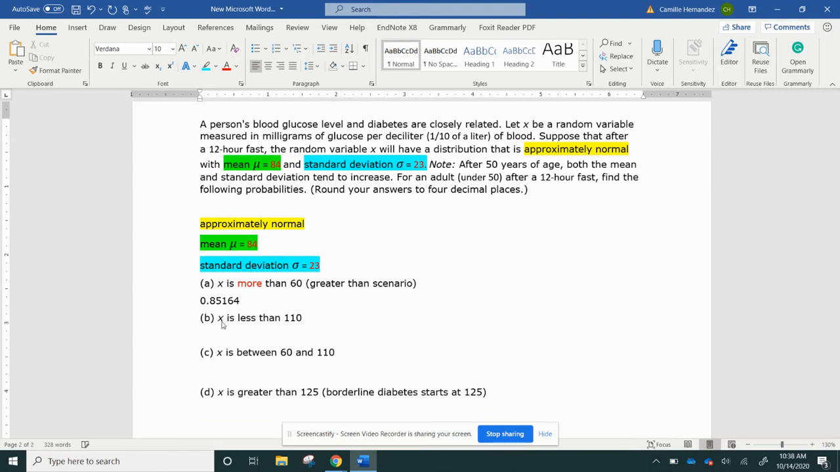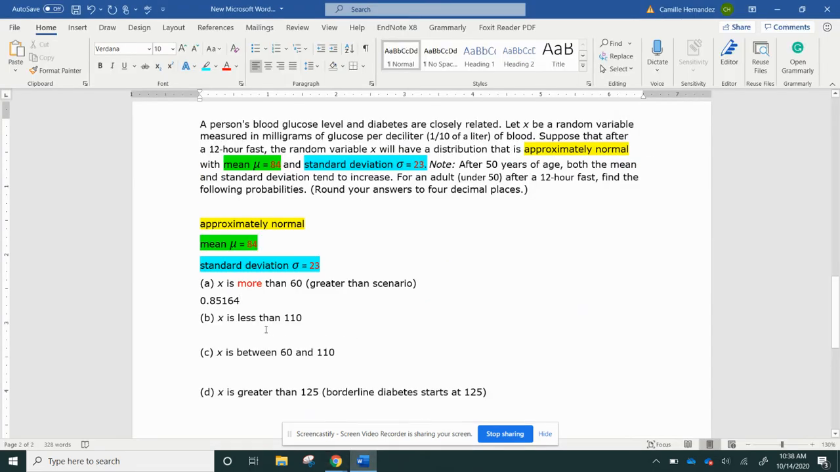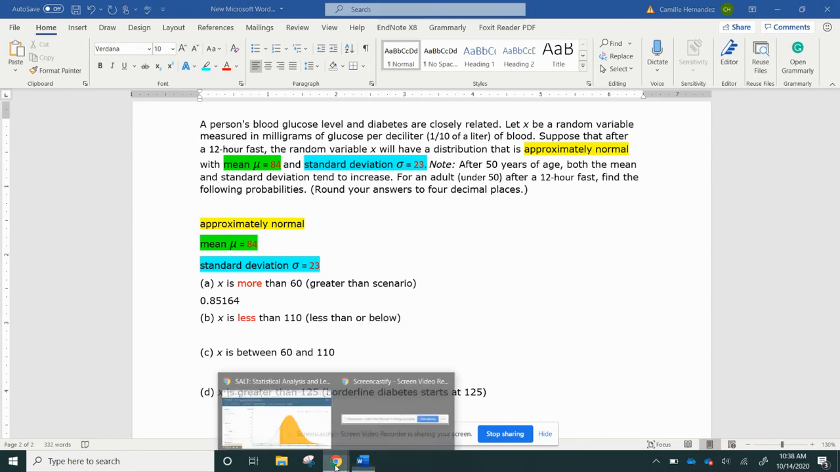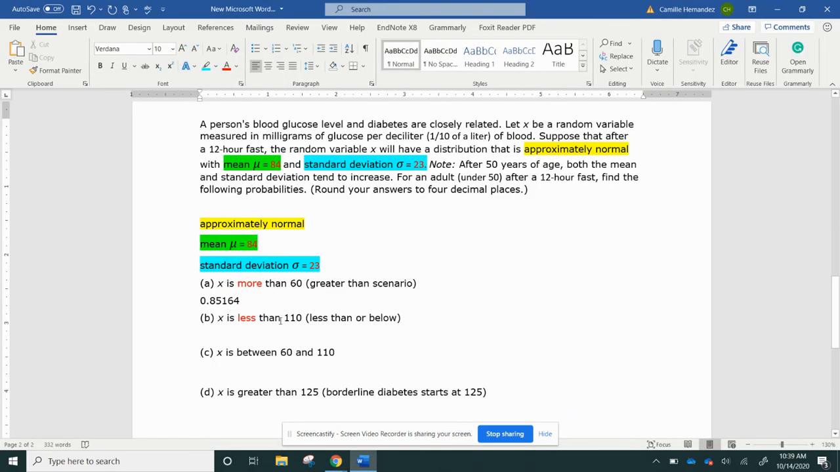Okay, so let's do this one, less than 110. I'm going to go back. And this is important, that less than, because it flipped from greater than to less than. So this is less than or below. If I go back and now I'm looking at 110, with still the same table set up, I just need to do the left tail, and then put in 110. And it gives me 0.8708. So I put it there. Okay, so it's less than 110.